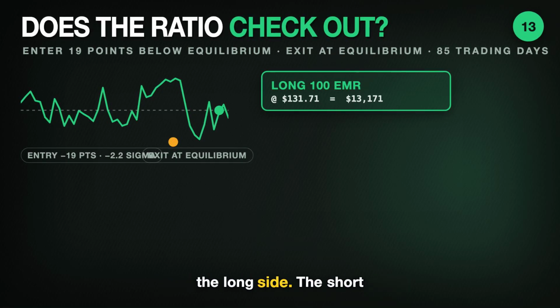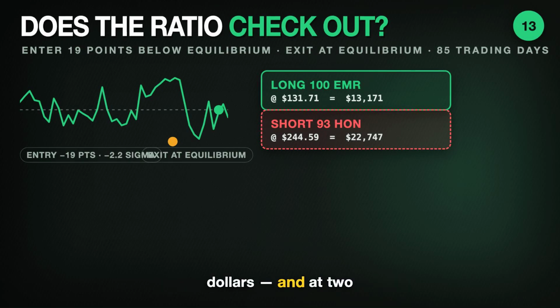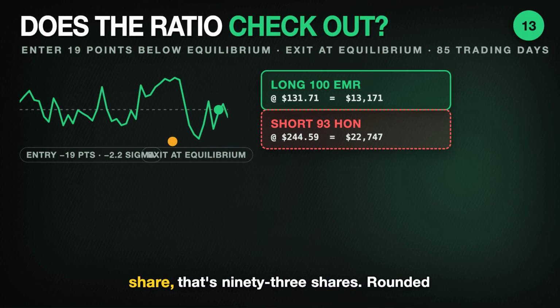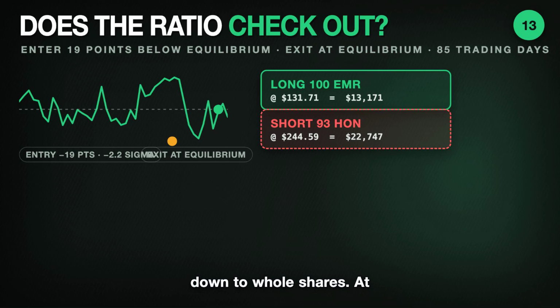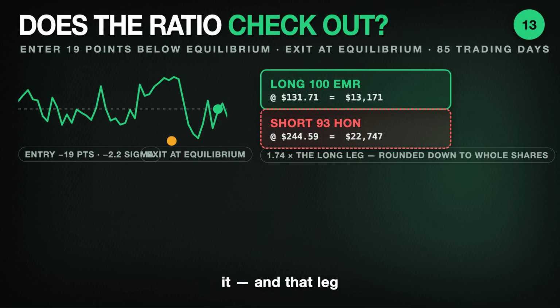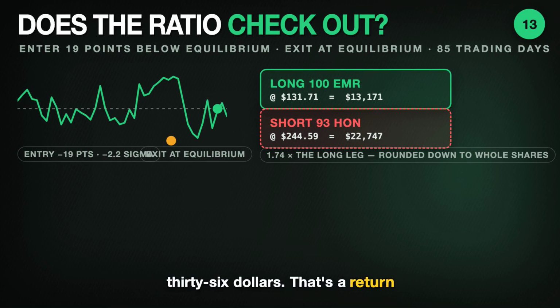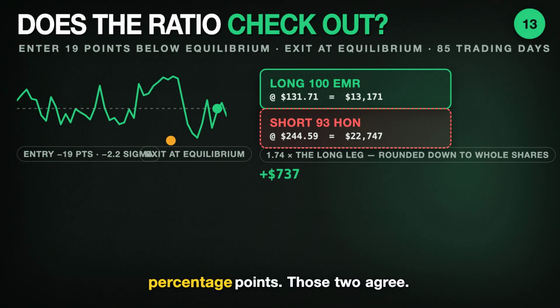$13,171 on the long side. The short side has to be 1.74 times that, just under $23,000, and at $245 a share, that's 93 shares, rounded down to whole shares. At the close, Emerson was up $737 of profit. Honeywell was also up, but we were short it, and that leg made $1,698. Together, $2,436. That's a return of 18.5%, and the spread moved 19 percentage points.